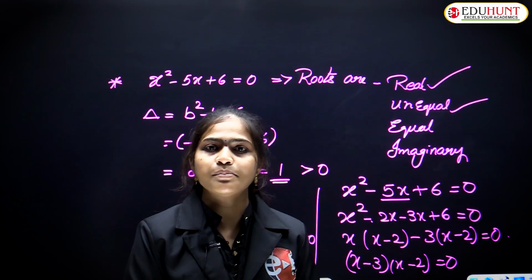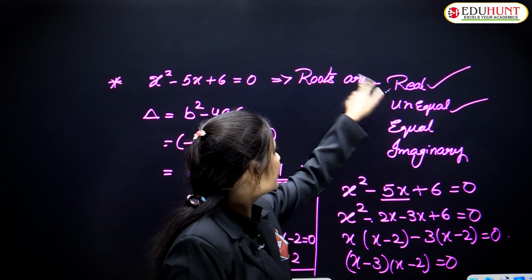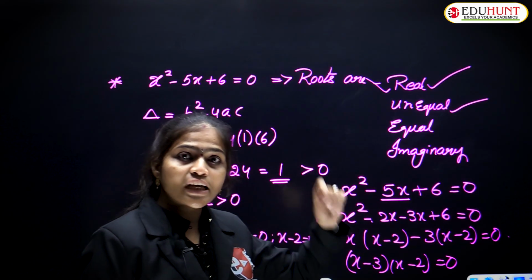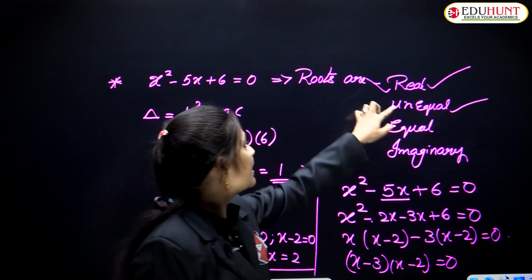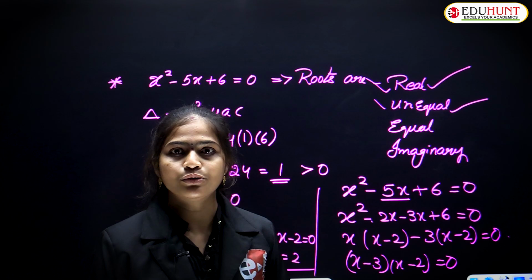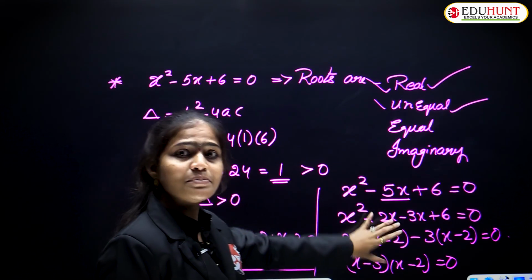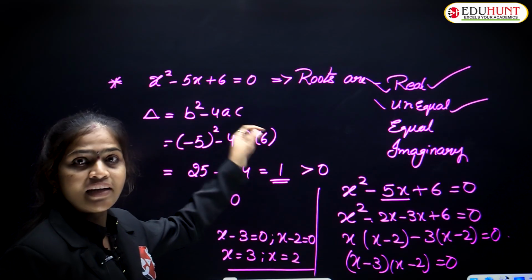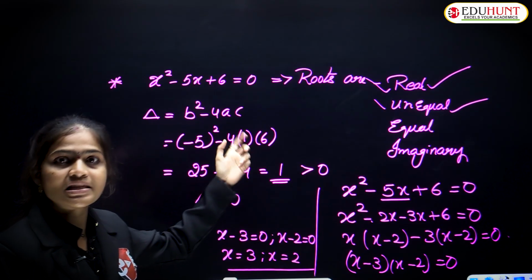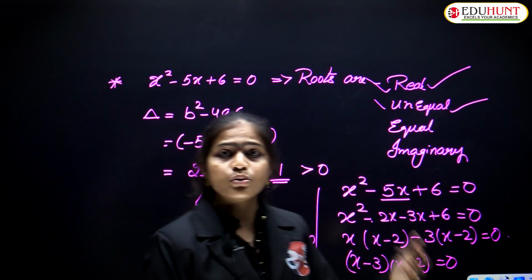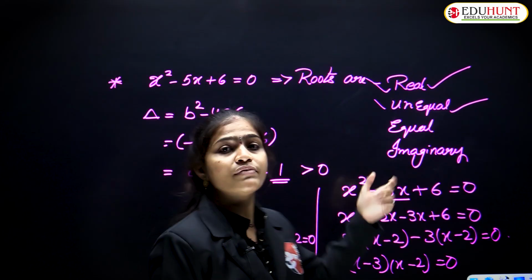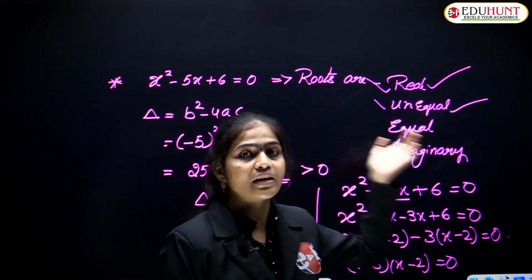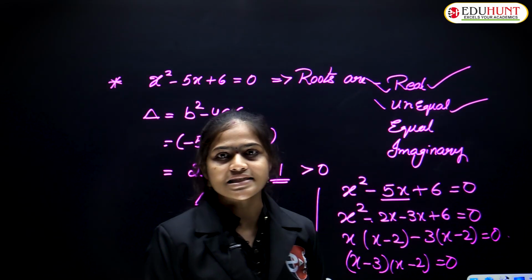So 2 and 3 are real numbers or not? Yes, 2 and 3 are real numbers. And in the same way, 2 and 3 are equal roots or unequal roots? Unequal roots. Am I clear to you? So without simplifying this step, directly we can go for delta is equal to b square minus 4ac. So by using the nature of the roots, directly we can say which roots we will get, whether imaginary or conjugate roots, or real, equal or unequal. Directly we can say that.